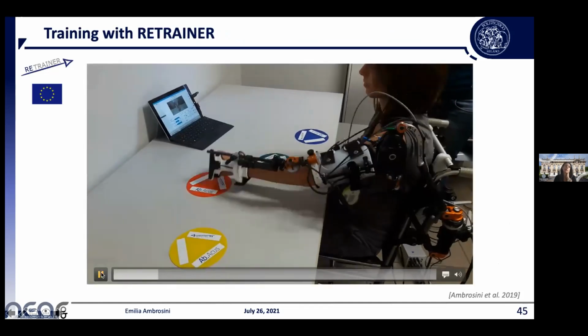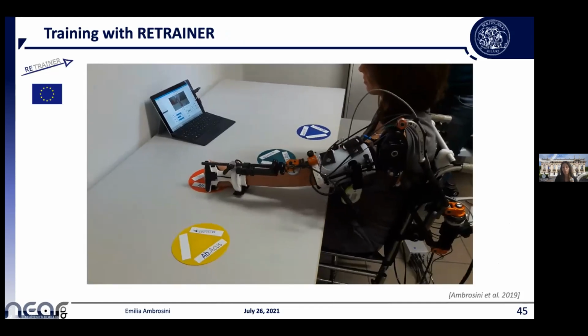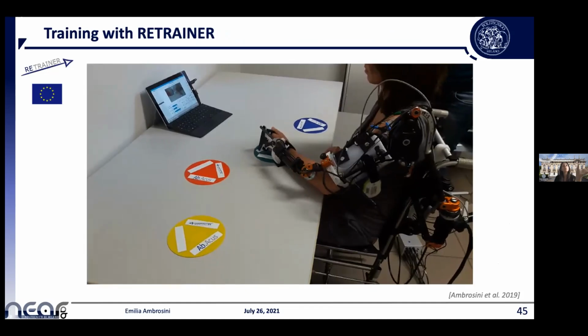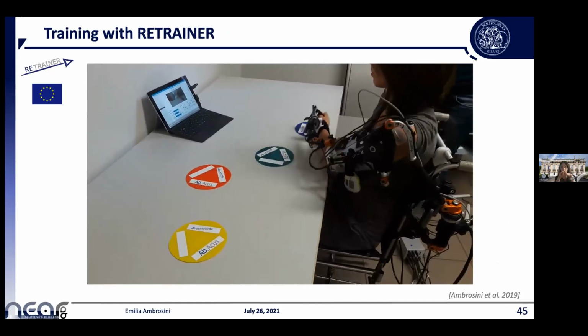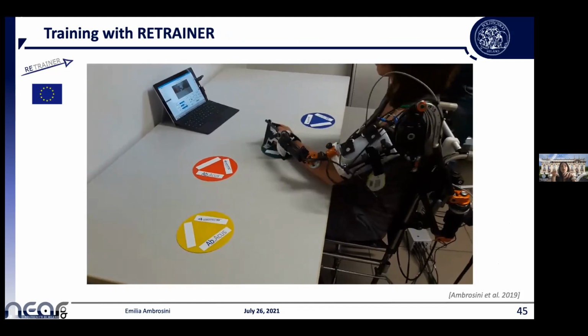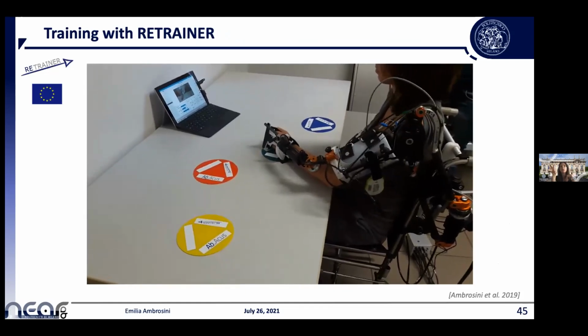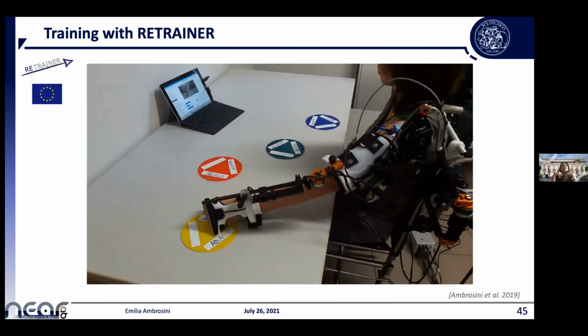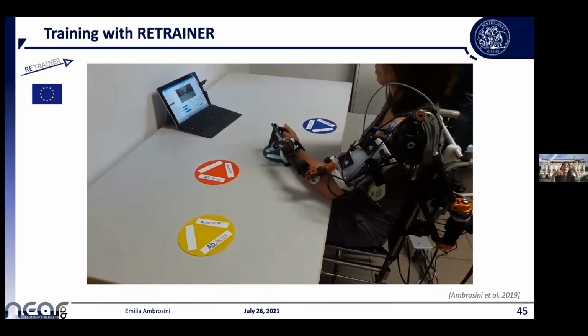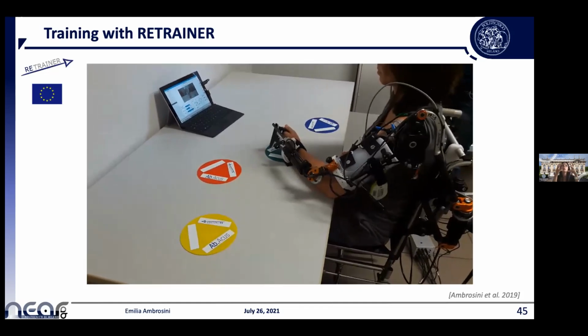This was one of the exercises. There were many exercises supported by RETRAINER. This was just anterior reaching. The exercise was divided into subtasks, and the subject was guided by the graphical user interface through the different colors of the targets. He had to reach the yellow target, the red target, the blue target, and every time he had to go back to the green target, which was the rest position. This was repeated many times, and then there were also other exercises.